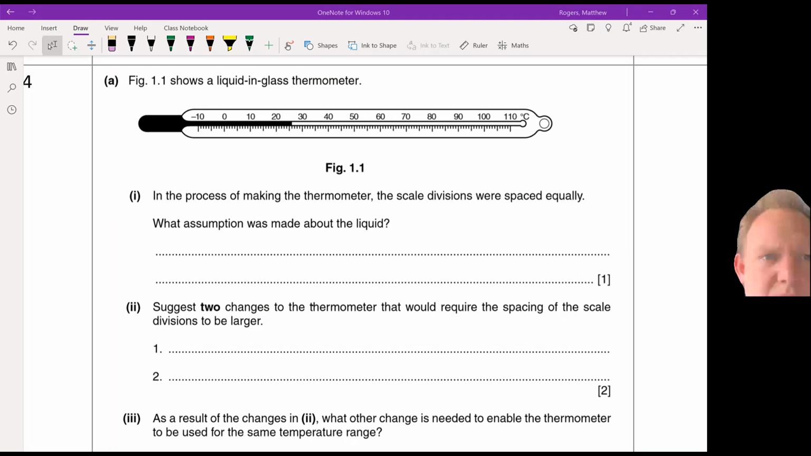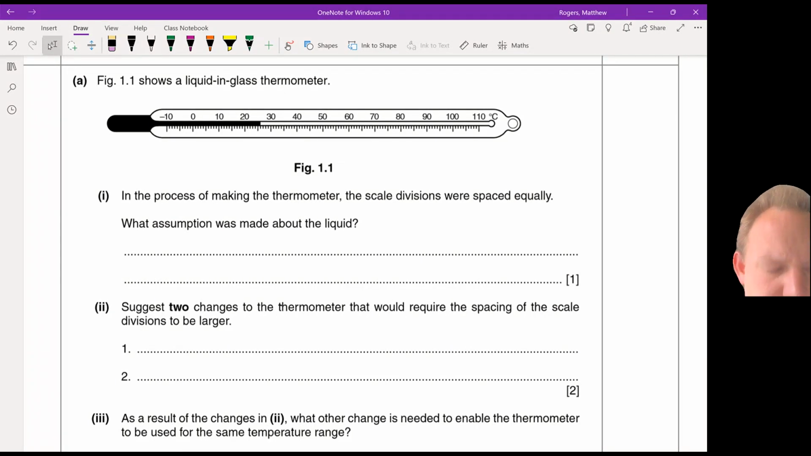Question 4, this is from a GCSE paper. It says figure 1.1 shows a liquid in glass thermometer. In the process of making the thermometer, the scale divisions were equally spaced. What assumption was made about the liquid? So the one that we probably want to go for is that it expands linearly.